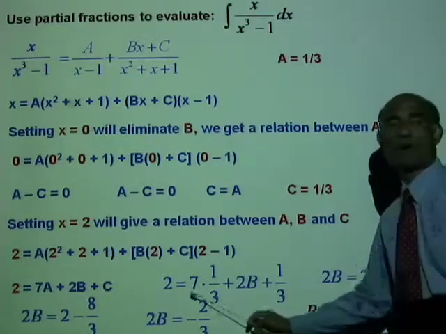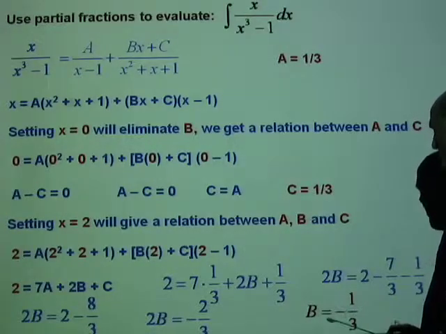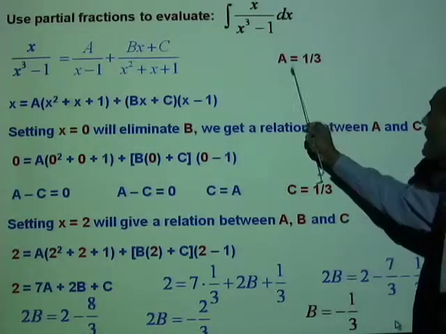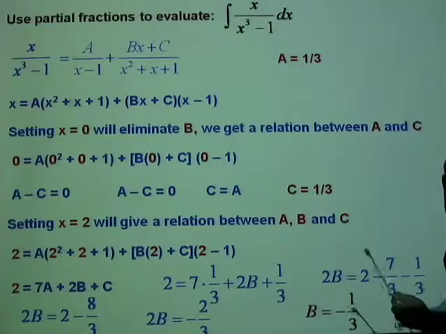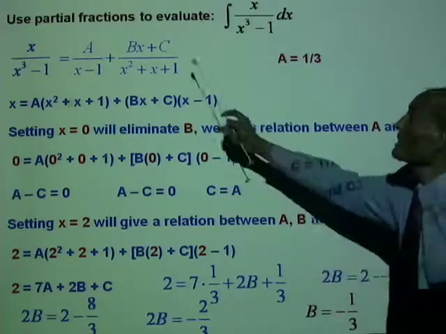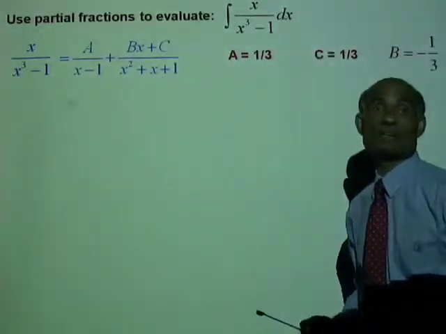Now try it on your own. That's not very difficult. So I will give you the value of b, negative 1/3. So a equal to 1/3, c equal to 1/3, and b equal to negative 1/3. We can go and rewrite this expression in order to integrate it.